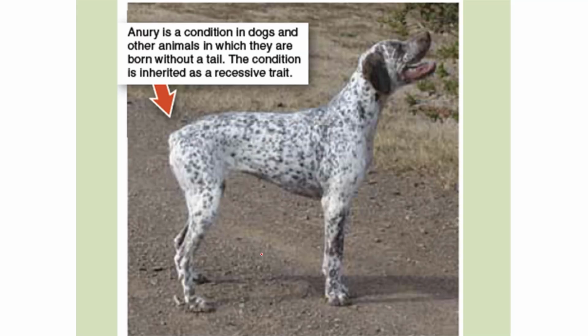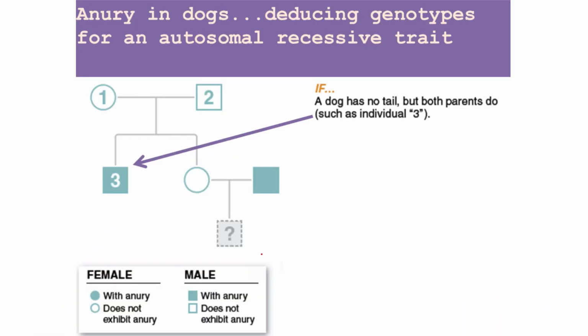Here is a condition. It's called anury, and it is the case of dogs that are born without having a tail. It's inherited as a recessive trait. It's an autosomal recessive trait. Here's a little pedigree. So we've only got about 6 individuals here, but I want to look at it to introduce the idea of incorporating probabilities into pedigrees. And we're going to talk a lot more about those in another video.